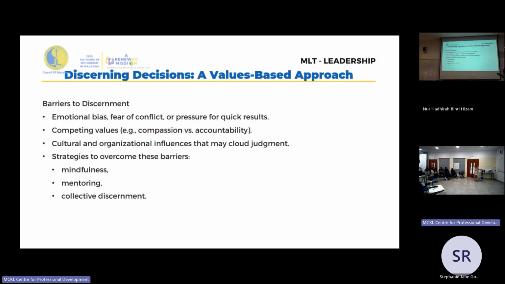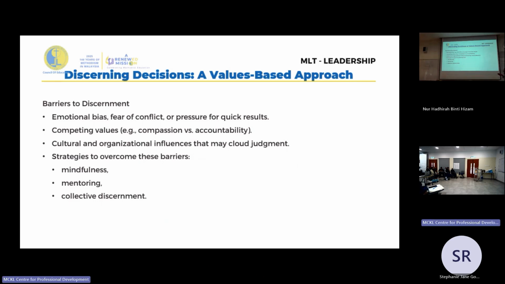Then number 2 is competing values. Just now we were talking about compassion versus accountability, which is why we put that case there. So you try to compromise with both. And then cultural and organizational influence may cloud judgment. If your organizational influence is the core values of the organization, do you still remember what our WMS core values are? Okay, all together? Oh, okay.